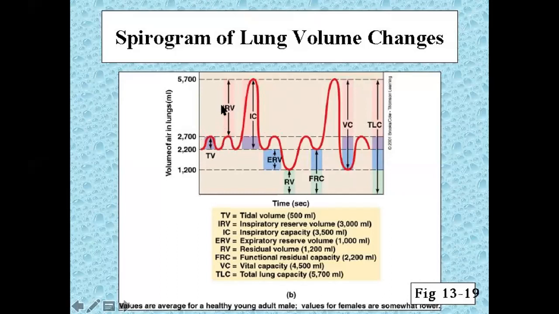Right, and this IRV stands for the inspiratory reserve volume. So that's how much air you could potentially breathe in above what your normal breathing is. Then we have the inspiratory capacity. What we've done is added these two together. So it tells us a function of the lungs, the total amount of air you're able to breathe in.